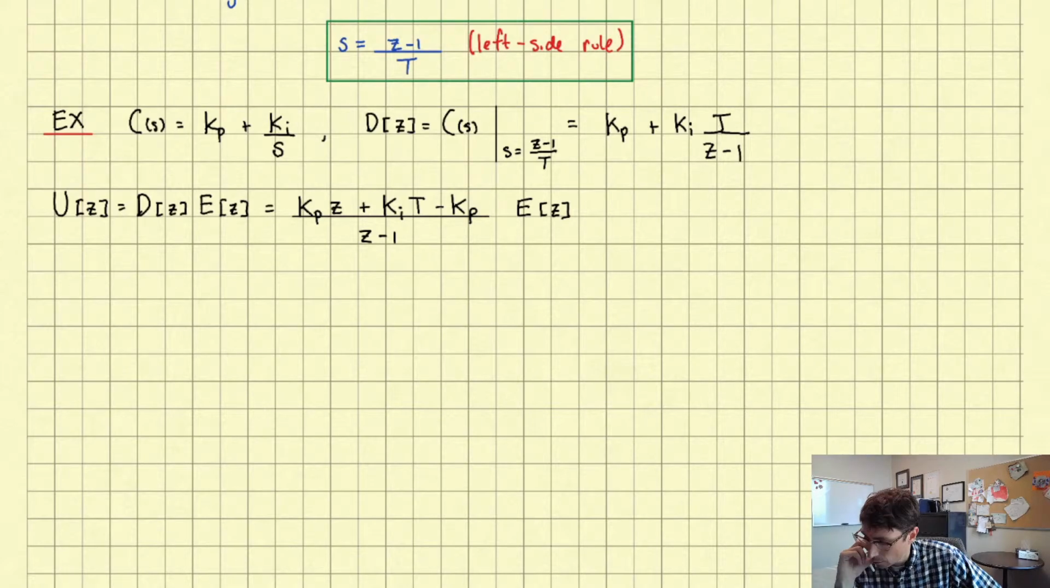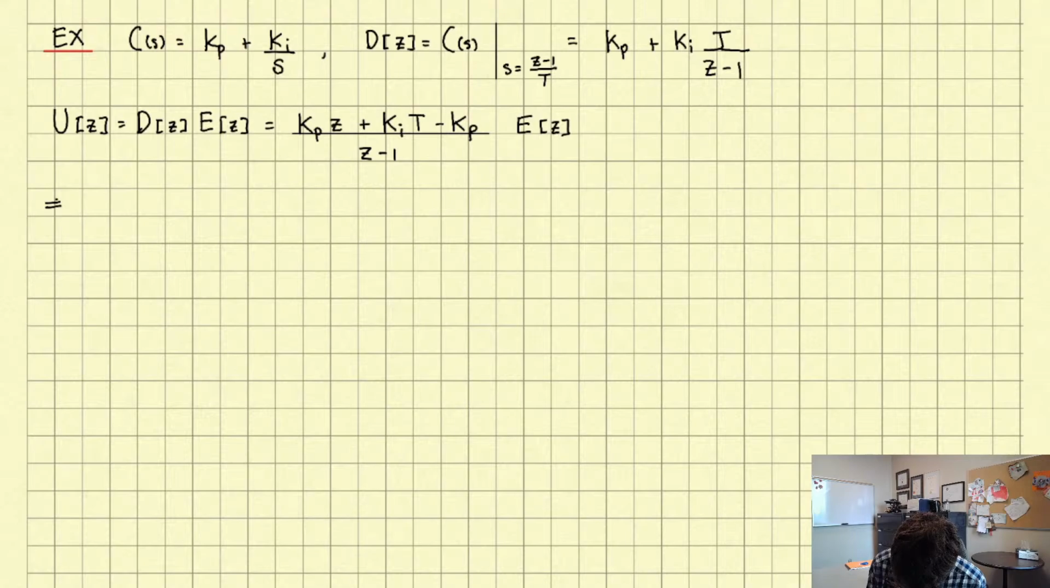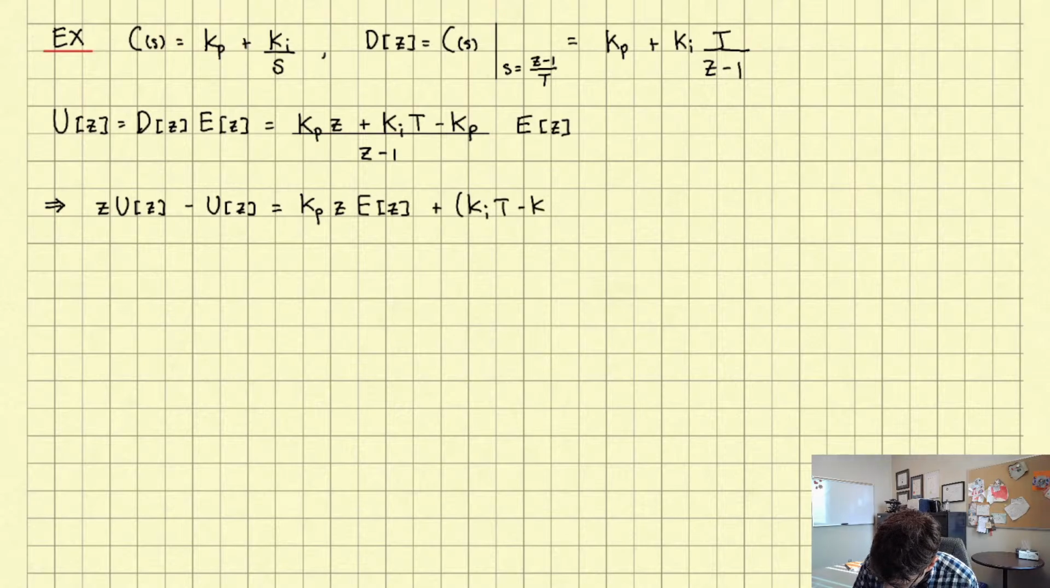Okay, let's go back to the time domain. I'll do this one in a little bit more detail, how you would do that. If I clear the fractions, I'm going to get on the left-hand side Z U of Z minus U of Z equals K_P Z E of Z plus (K_I T minus K_P) E of Z. Right, so kind of doing this in gory detail, but nevertheless.